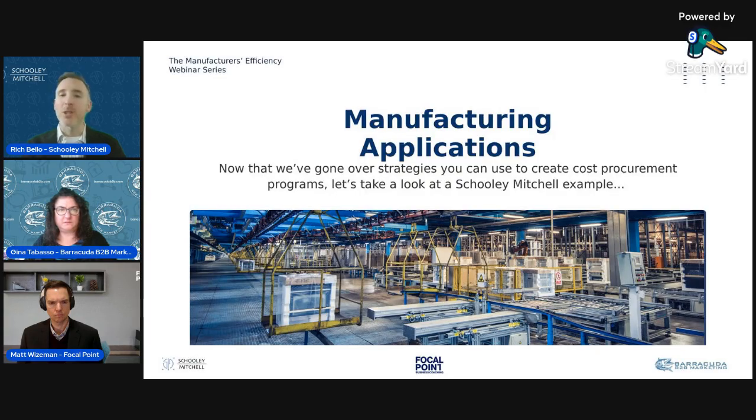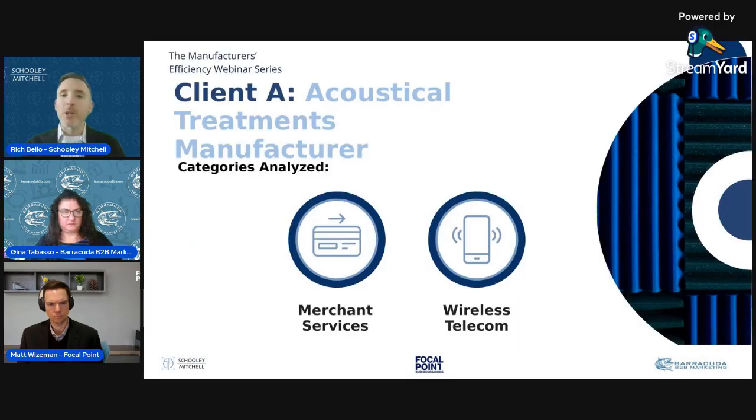So what I have here is just an example of one of our clients in the manufacturing space that we've helped with their merchant services. It was an acoustical treatments manufacturer. We looked at both their merchant services and their wireless devices, the bills on those.